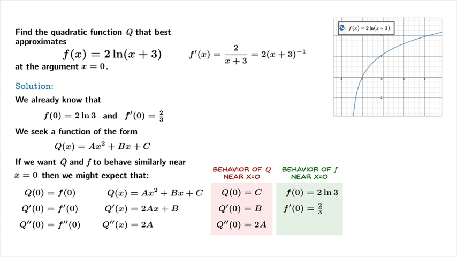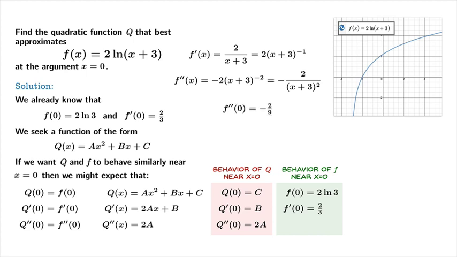Now we're missing this last spot. So let's go back and calculate the second derivative of f. We already know the first derivative was 2 over x plus 3, and I'm going to write that as 2 times (x plus 3) to the negative 1. So I can use the power rule to take the next derivative. That should be negative 2 times (x plus 3) to the negative 2, otherwise known as negative 2 over (x plus 3) quantity squared.